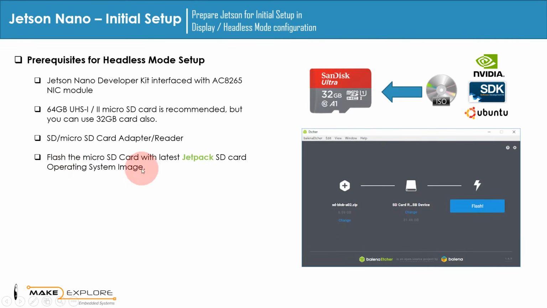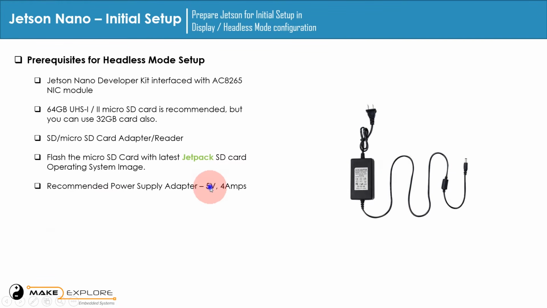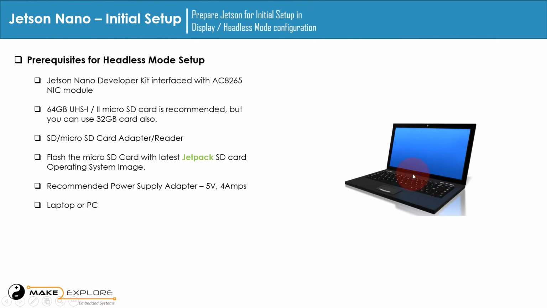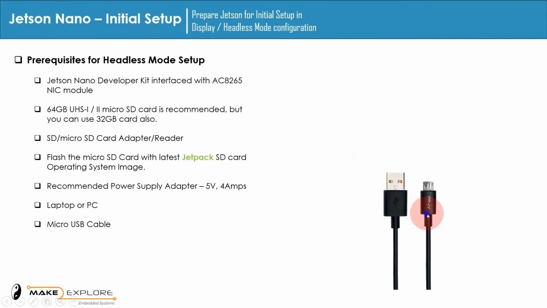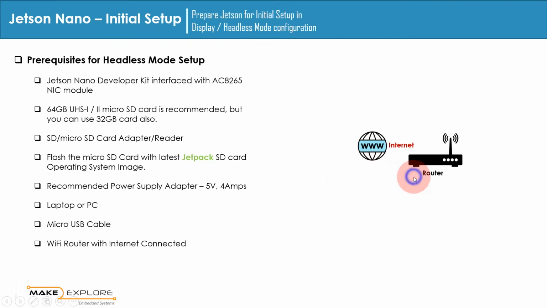Then next, once you got above components, you should flash the micro SD card with latest Jetpack SD card operating system image and make it ready and prepared to be inserted into Jetson Nano. You also need recommended power supply adapter with rating of 5 volts, 4 ampere. Then, we will need laptop or PC for interacting with Jetson. We will also need micro USB cable for connecting Jetson and our laptop in serial device mode. We also need Wi-Fi router with internet connected. So, these all are the components and requirements for Jetson Nano's first boot setup using headless method.